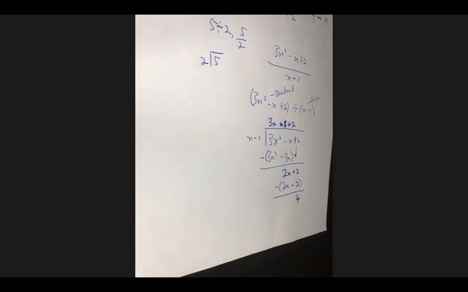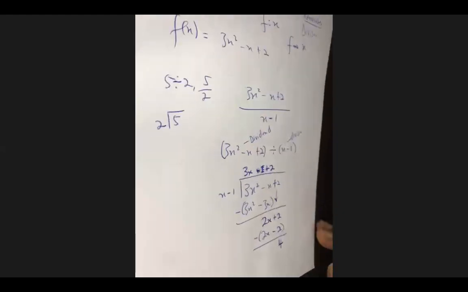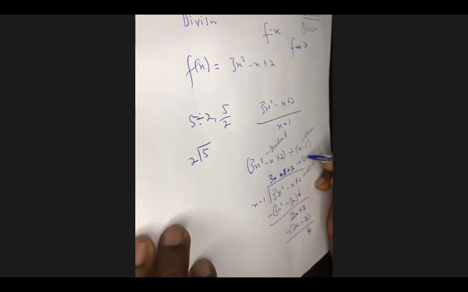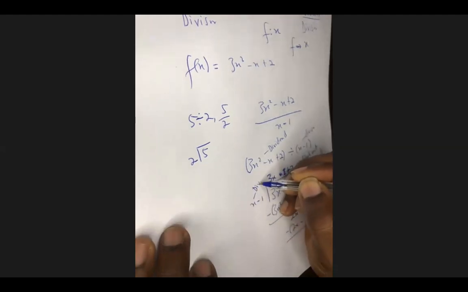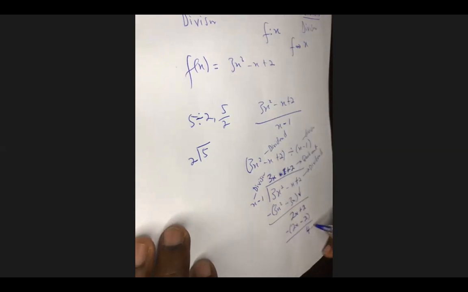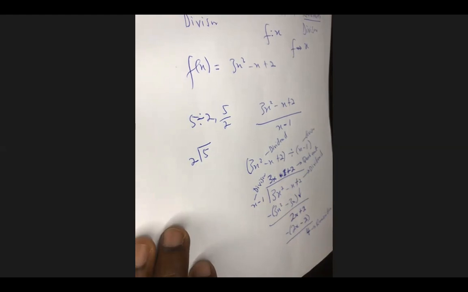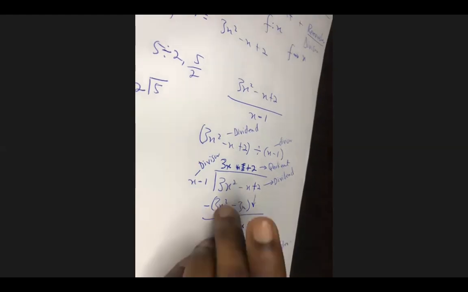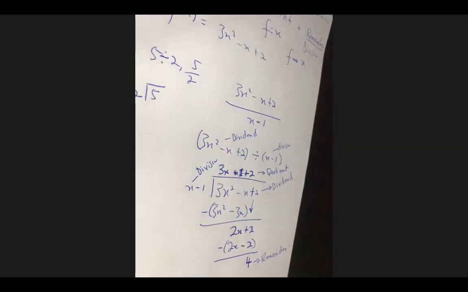Just as we know the parts, the one we are dividing is the dividend. The one we have here is the quotient. This one is the divisor. And the one left is the remainder, the leftover. Good. So we've been able to divide this successfully using the long division method.